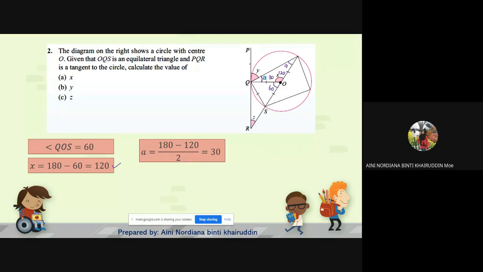Okay, this is tangent. PR is tangent. OQ is the radius. So as I said just now, the angle here is 90 degrees. So the value of Y equals 90 degrees minus A. A just now is 30. So 90 minus 30 equals 60.